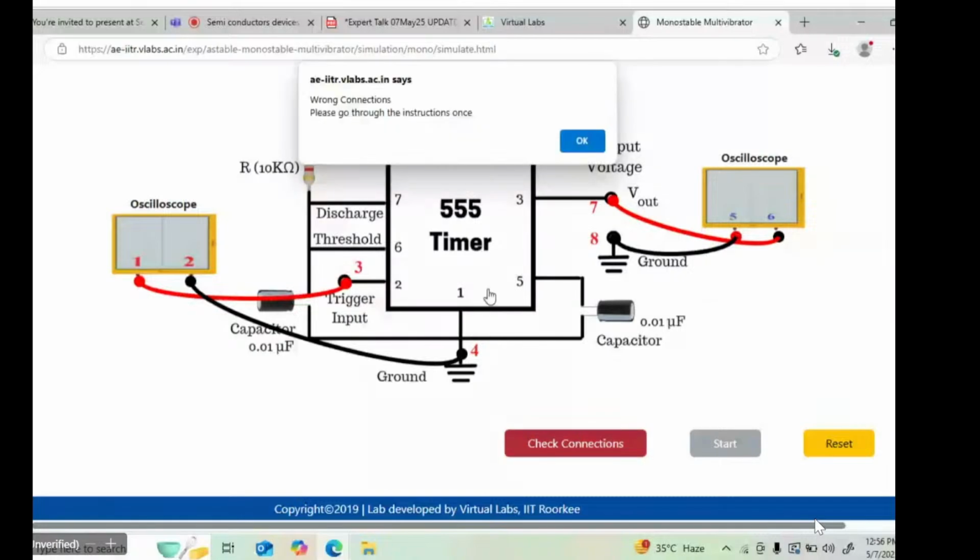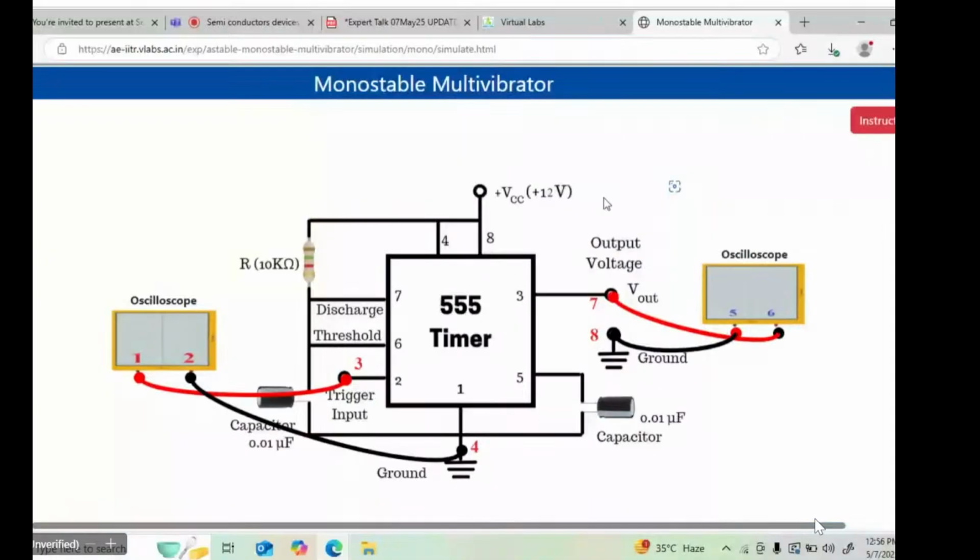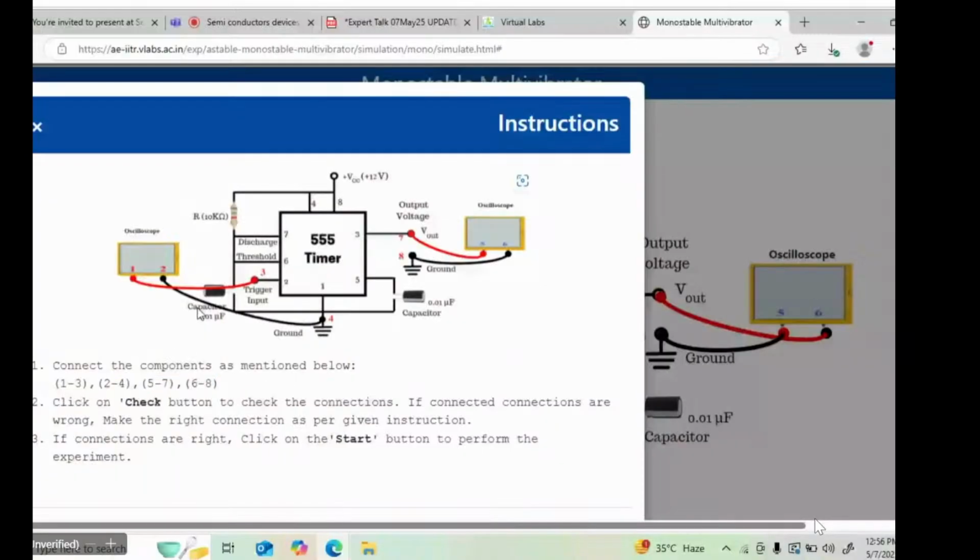Go to the instruction. Now in this you have been given an instruction. You can use the triple five timer. They have provided their connection. You have to connect 1 to 3, 2 to 4, and 5 to 7, 6 to 8. Right, this is the connection you have to make: 1 to 3, 2 to 4, 7 to 5, 8 to 6.